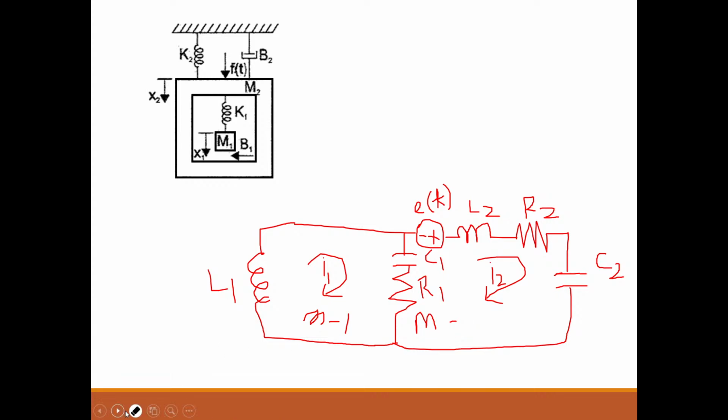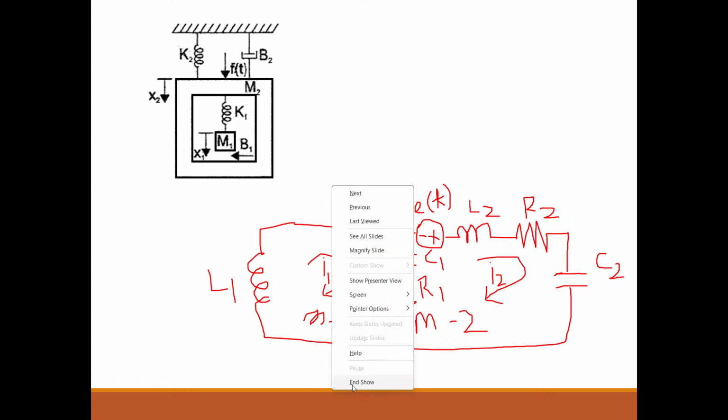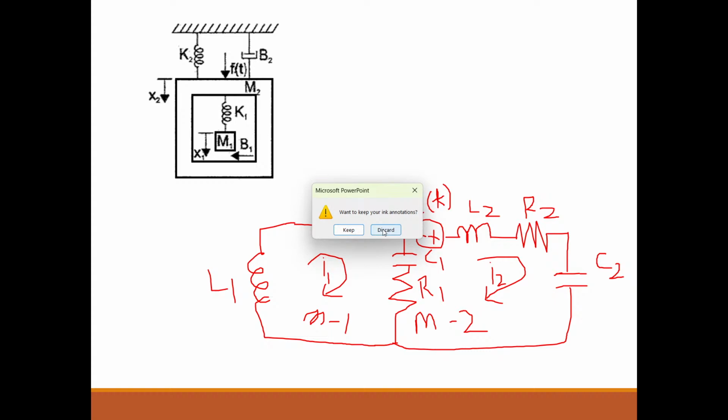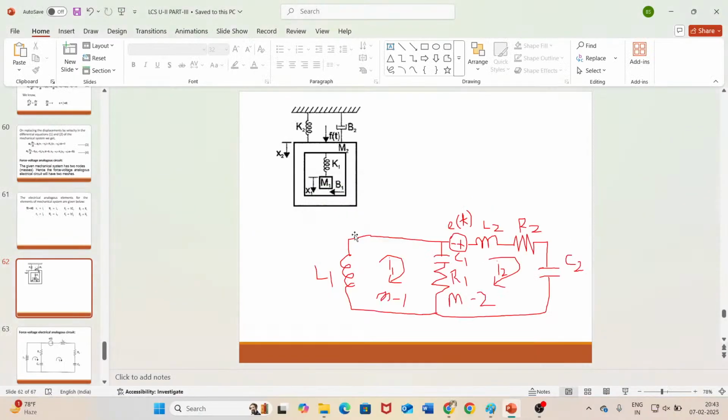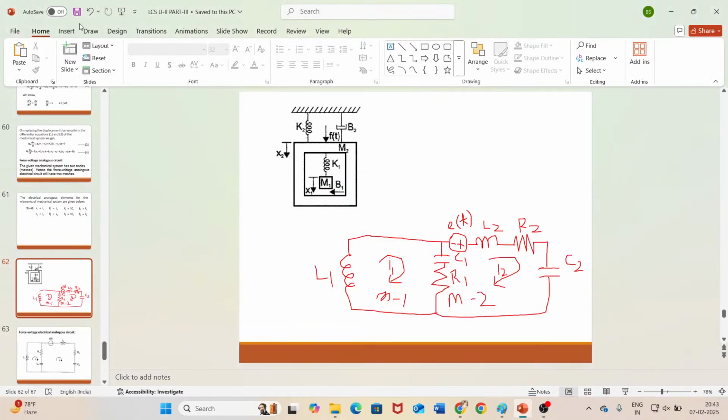I'm trying to draw this properly so that later I can use it. So this M1 is mesh 1, M2 is mesh 2. So this is our electrical circuit. So I hope you have drawn this. I will just save it.